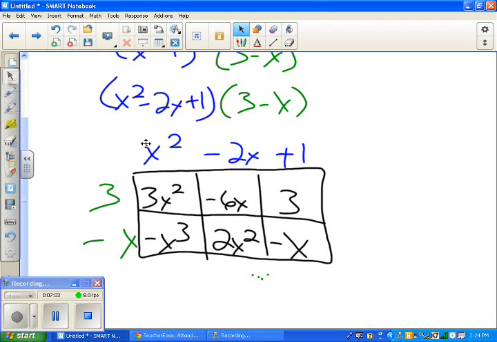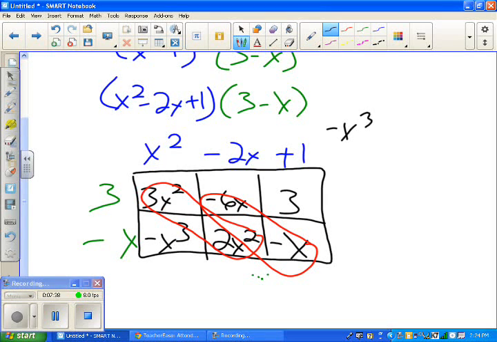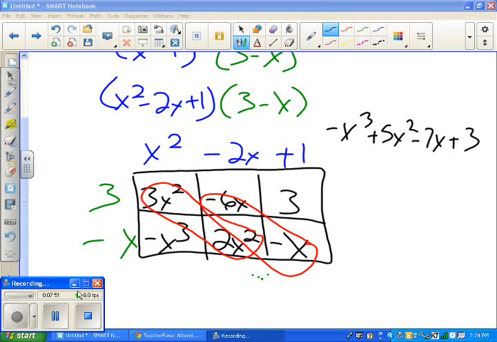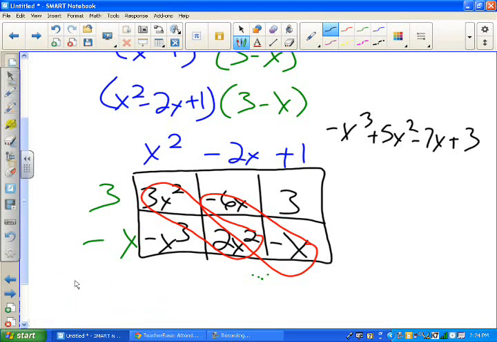Lastly, what I want to do is combine the like terms. So I have 1 x cubed term, I have 2 x squared terms, and I have 2 x to the first terms. So I'm just going to simply add up the like terms to simplify my polynomial. So I'm going to add these two up, add those two up, and then my final answer is negative x cubed plus 5x squared minus 7x plus 3. And so that would be the function f times the function g. That's pretty much it.